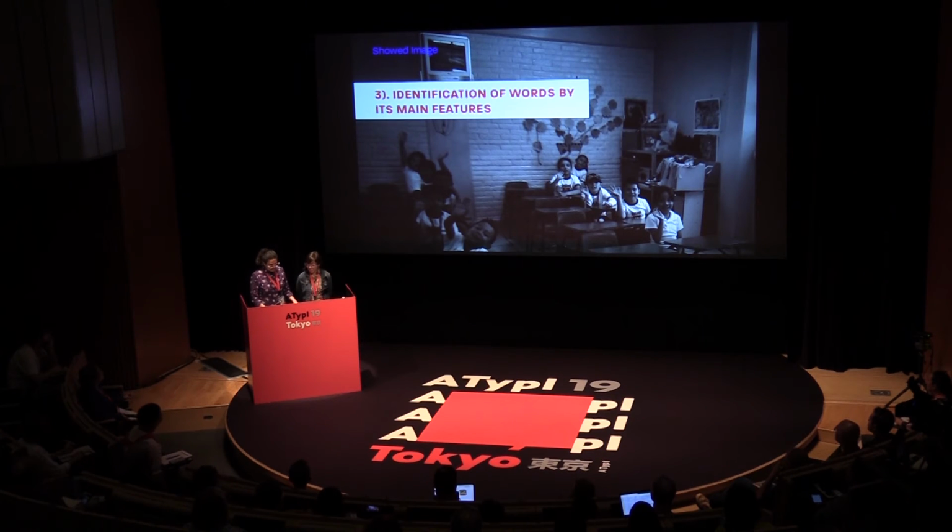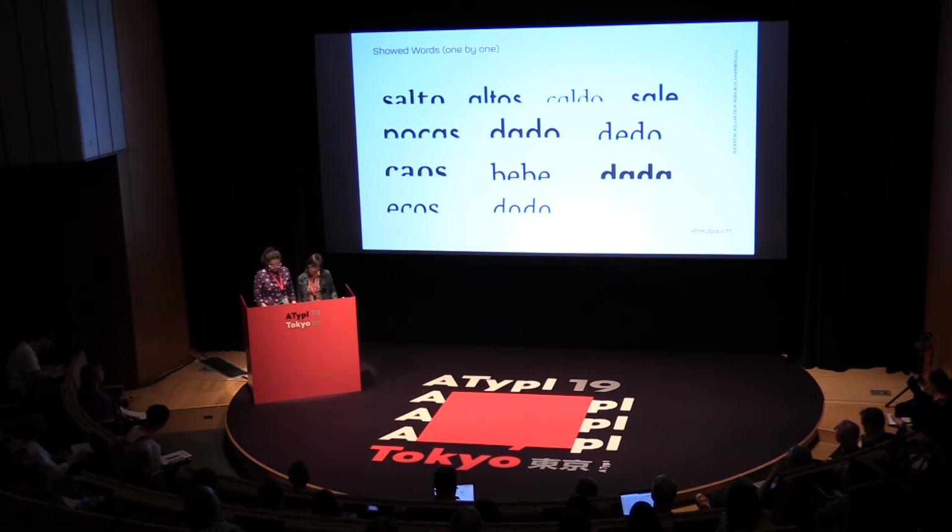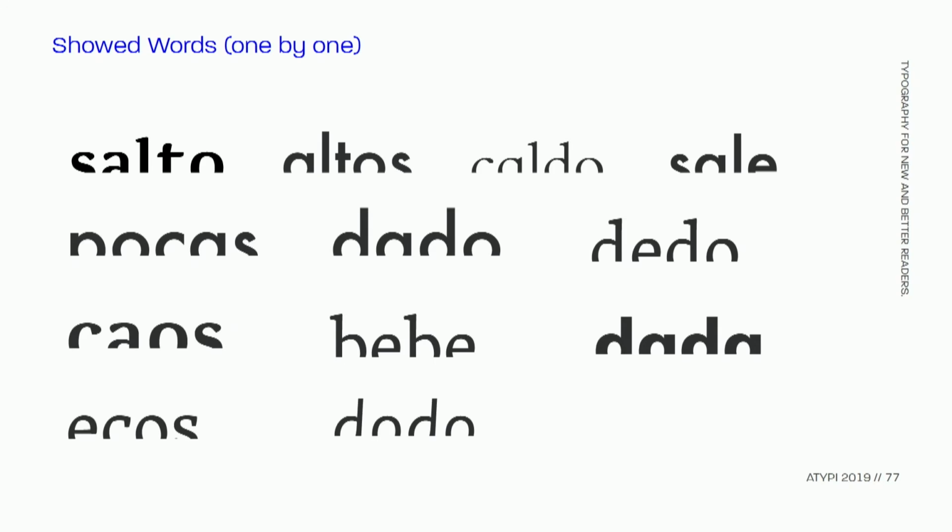Okay, the third exercise was identification of words by its main features, meaning analyze the part by the whole. We projected just the upper part of the words. Later, we asked the participants to guess the word and write it. The factors that we measured were certainty of response and response time. The objective was to observe if the upper features of the letters are sufficient to allow the participant to read the word, and if there is a variation in the result depending on the fonts used.